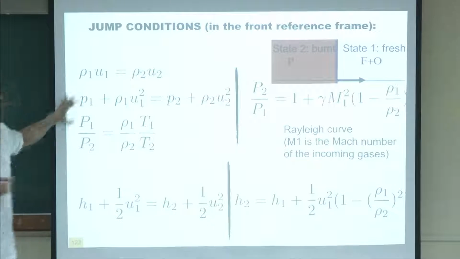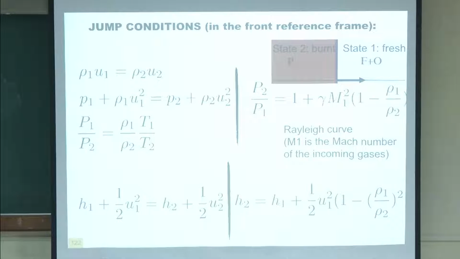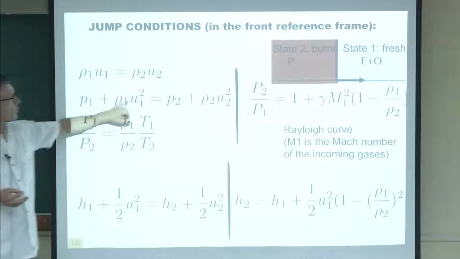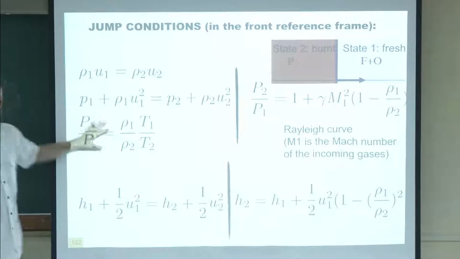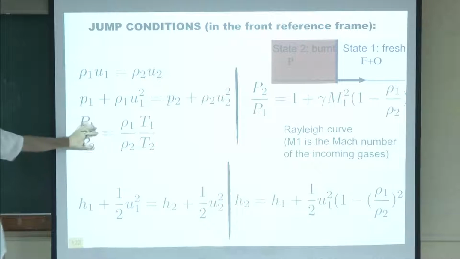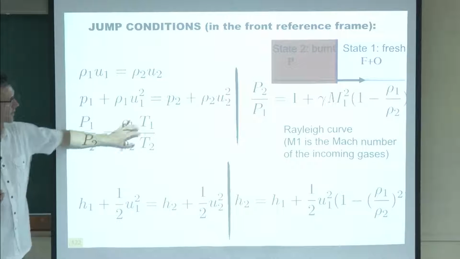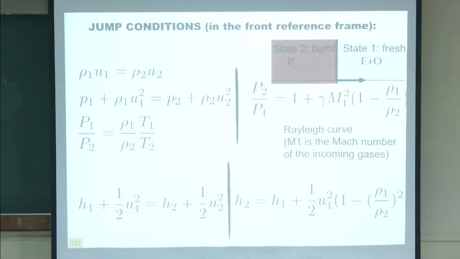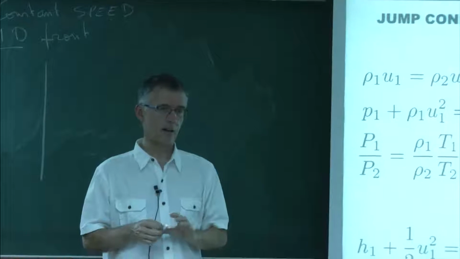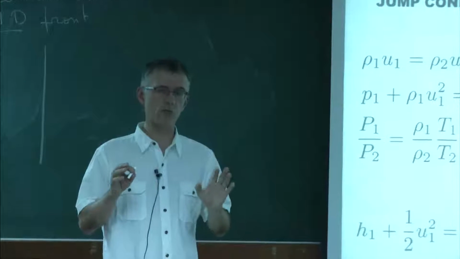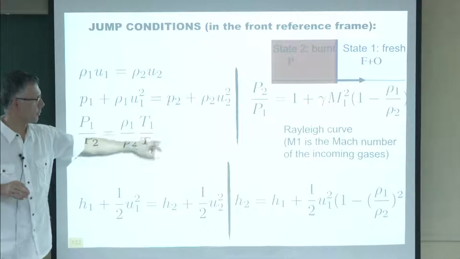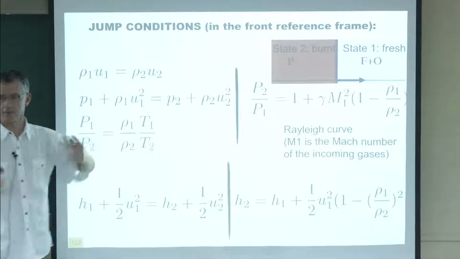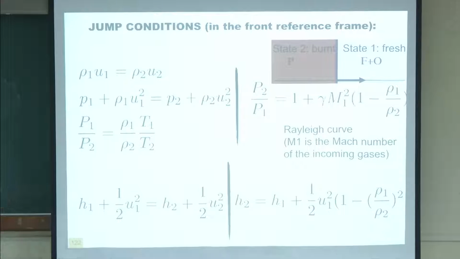The second one is the conservation of momentum. In a simple case like this, a one-dimensional case, it spells like pressure plus ρu² is a constant. Then there's the state equation. The ratio of pressures must be equal to the ratio of densities and the ratio of temperatures. We assume for the moment that the species composition does not change too much, because otherwise we would also have to put here the ratio of mean molecular weights. But for the moment, it's sufficiently good.